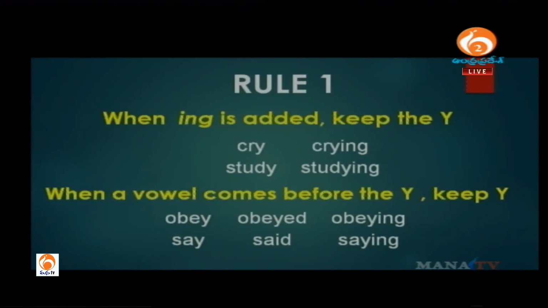Okay. Then you have say, which is a present tense form. The past tense is said and the continuous form is saying. Now, S-A-Y-I-N-G, you have an A before Y, that's a vowel. In that case, you will retain the Y. So that is rule number 1.